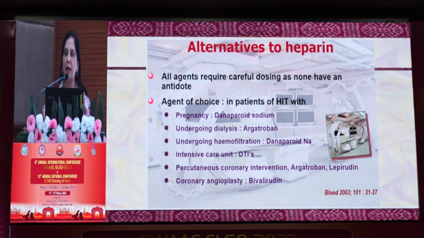But I would say at the end, when we use alternatives to heparin, then in pregnancy, as Huda pointed out in the morning, with peripartum cardiomyopathy, danaparoid sodium and ECMO is good. Those undergoing dialysis in the cath lab or a high-risk PCI in the cath lab, a tirofiban or an argatroban kind of group, 2B3A, is good. Undergoing hemofiltration, again, danaparoid is good. Intensive care units, any direct thrombin inhibitor is good. You could use bivalirudin. For percutaneous interventions, argatroban is the first choice, and bivalirudin for any coronary angioplasty.